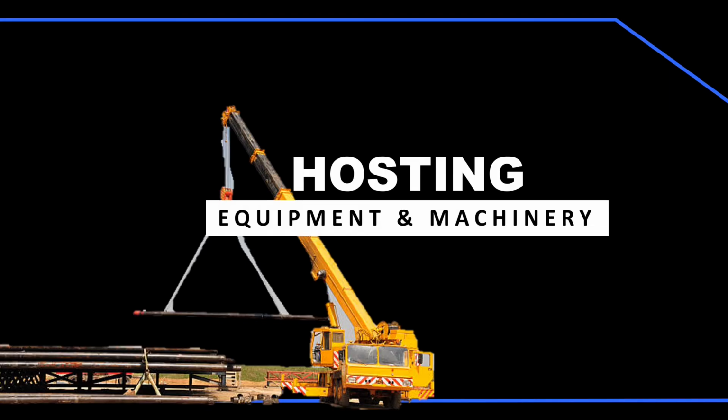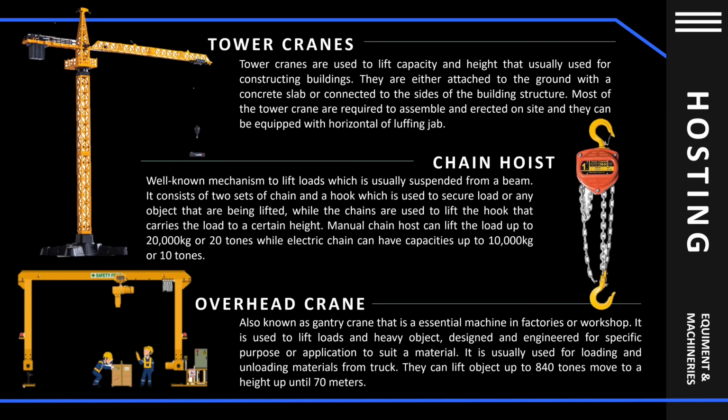The last equipment and machinery used in construction is hoisting equipment and machinery. These are some of the equipment which are tower cranes, chain hoists, and overhead crane. Tower cranes are used for lift capacity and height, usually used for constructing buildings. They are either attached to the ground with a concrete slab or connected to the sides of the building structure.